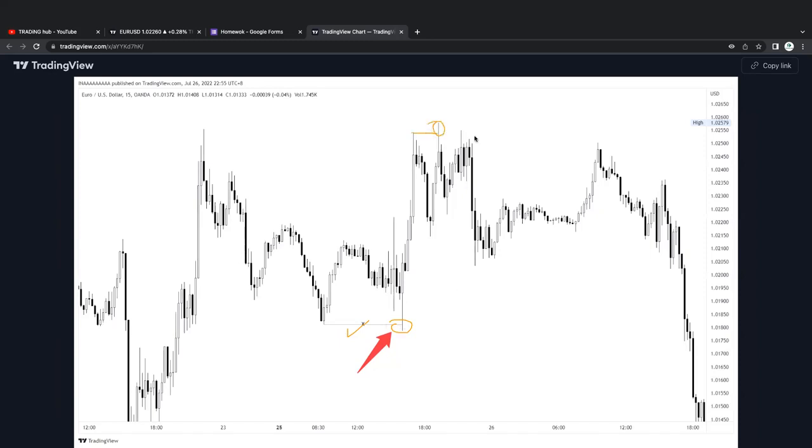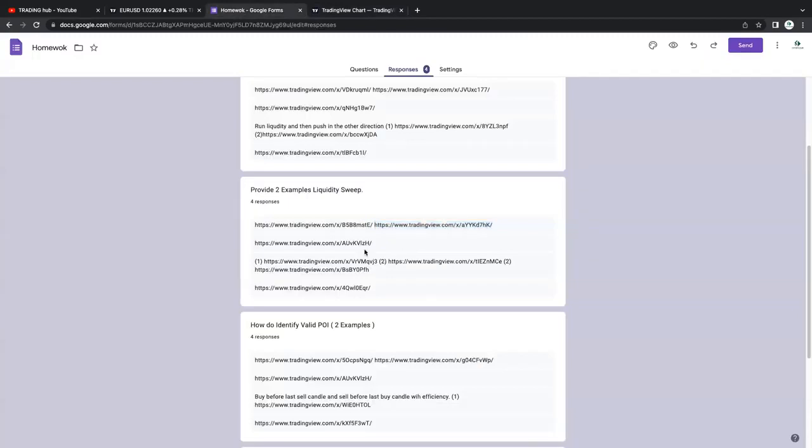This is also a liquidity sweep. Let me find one more example if possible. This can also be a liquidity sweep. If there is any high here, this can also be liquidity if it creates a structure like this. So this one is correct. Let's see one more example.